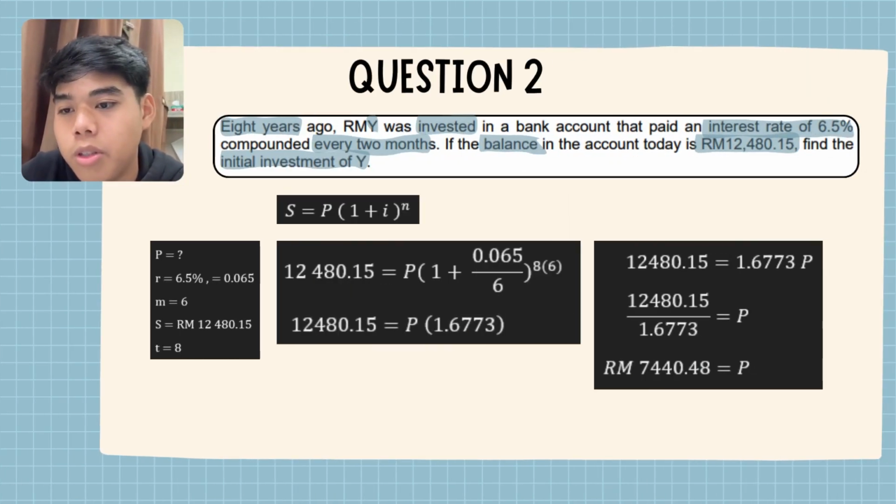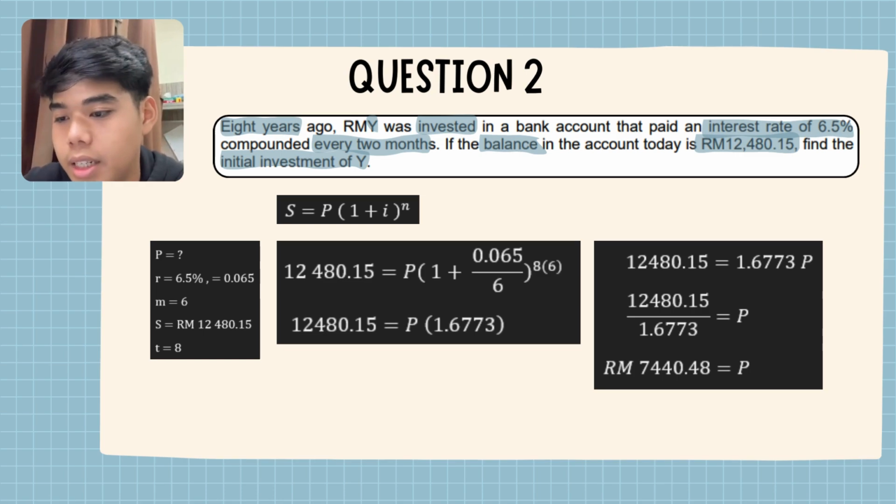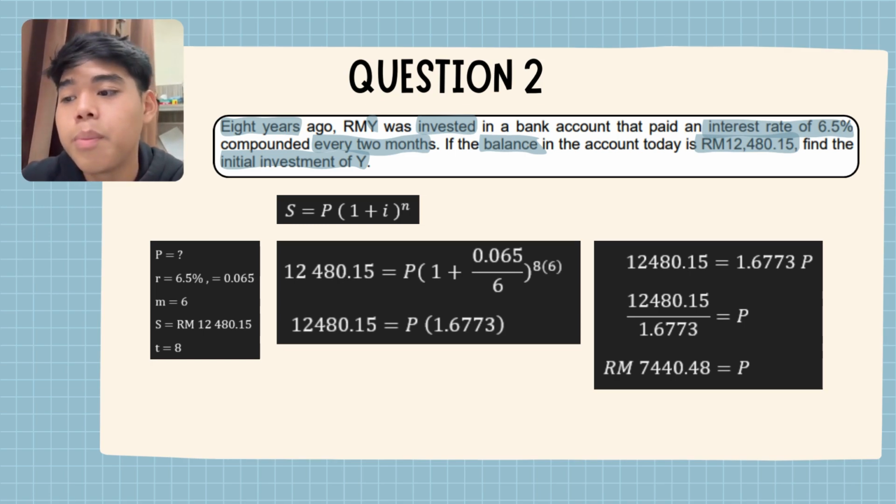8 years ago, RM Y was invested in a bank account that paid an interest rate of 6.5% compounded every 2 months. If the balance in the account today is RM 12,480 ringgit 15 cents, find the initial investment of Y. Alright, first step, we need to write down the given values, which is future value S is RM 12,480 ringgit 0.15 cents. Interest rate R is 6.5%, but we need to switch it to 0.065. M is compounding frequency, which is 6, and T is 8.